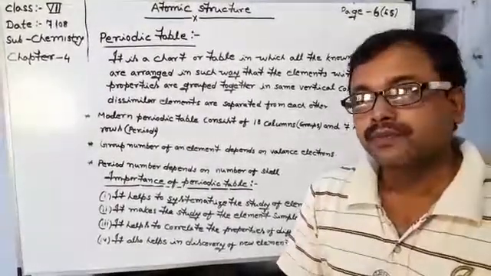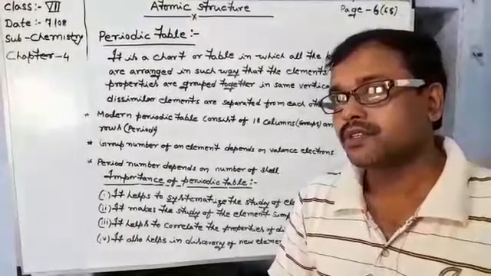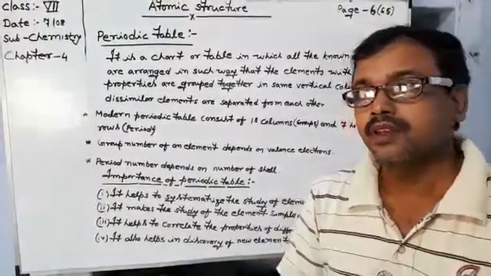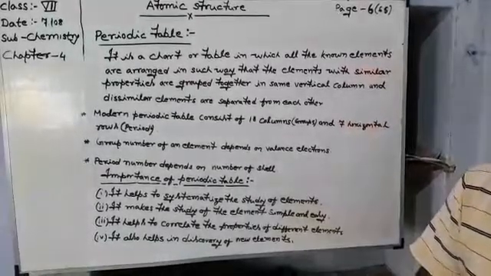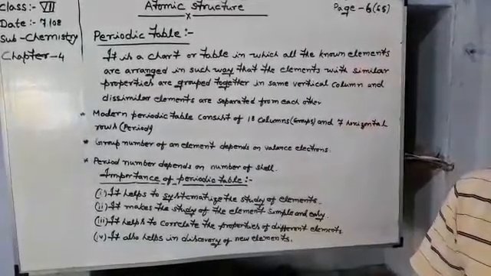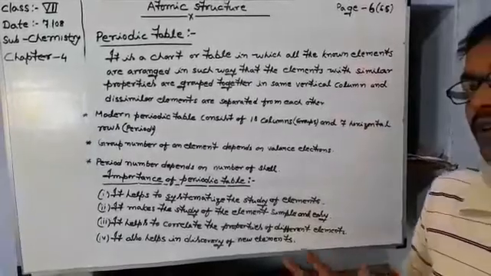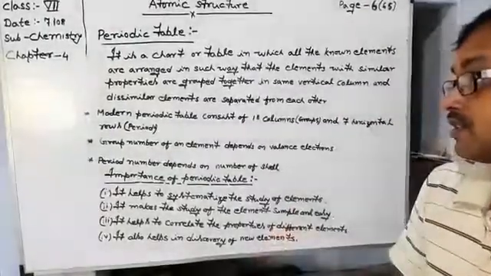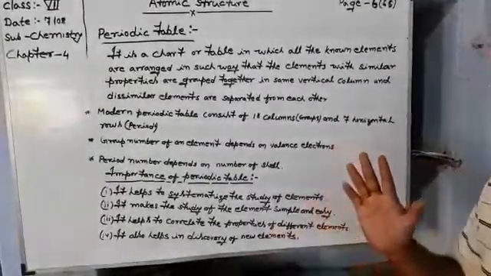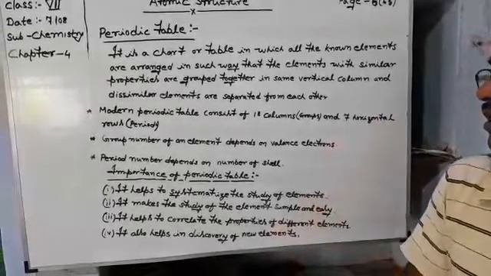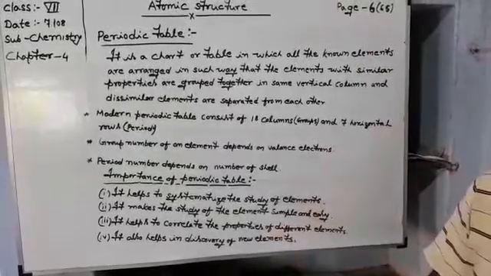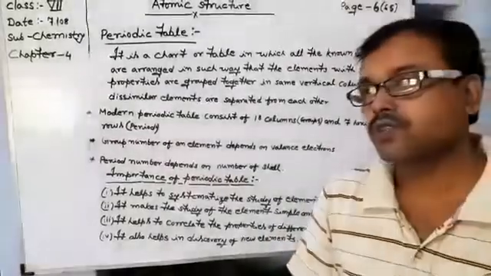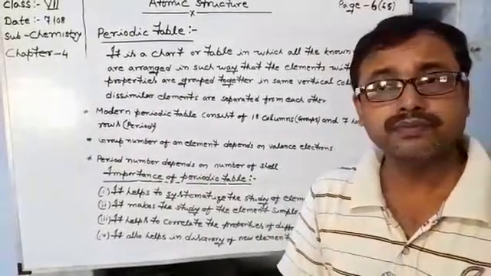The modern periodic table, which is based on the principles of Moseley's law, has 18 columns and 7 rows. That means the modern periodic table consists of 18 vertical columns and 7 horizontal rows. Vertical columns are called groups and horizontal rows are called periods.